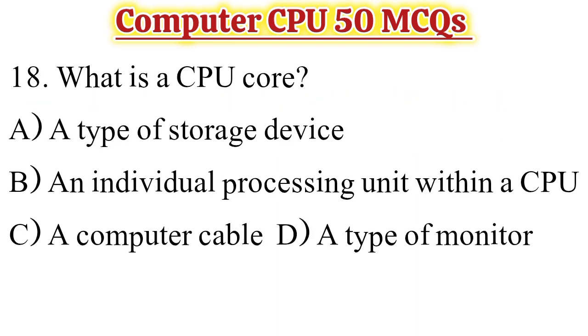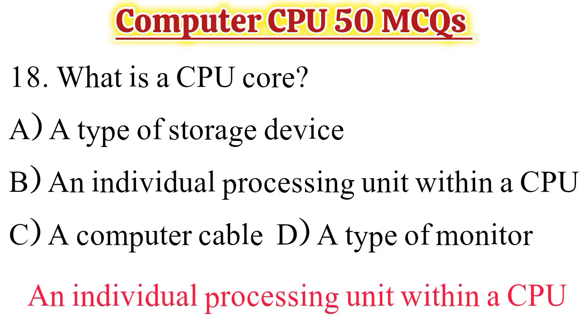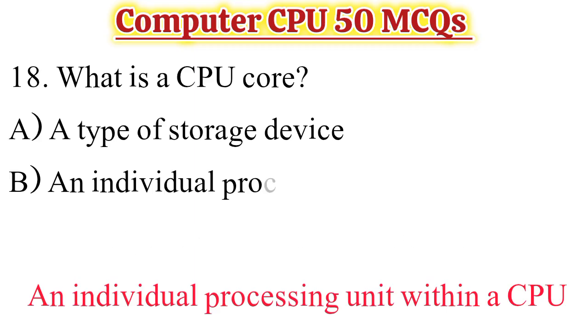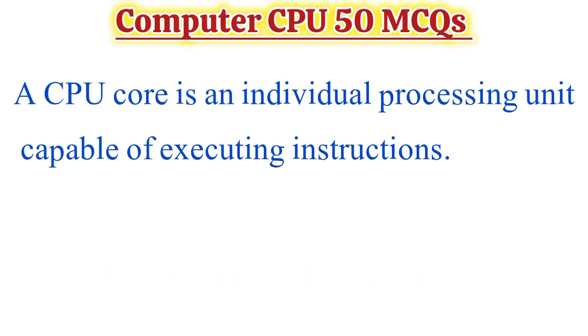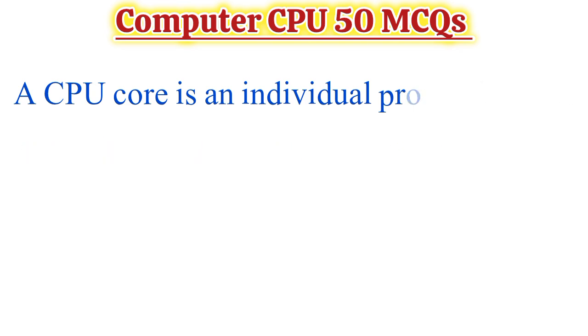18. What is a CPU core? A. A type of storage device. B. An individual processing unit within a CPU. C. A computer cable. D. A type of monitor. Answer: An individual processing unit within a CPU. A CPU core is an individual processing unit capable of executing instructions.